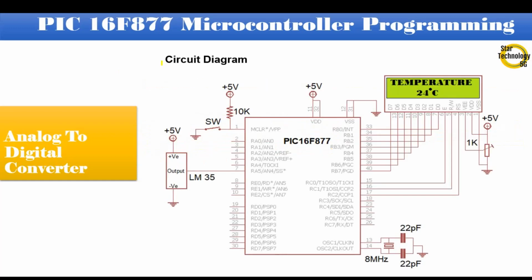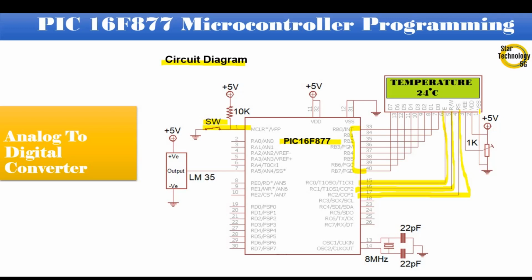Here is the circuit diagram we are using in our project. It is the PIC16F877 microcontroller. Pin number 1 is master reset. If we press the switch, it will reset the microcontroller. Port B is interfaced with the LCD data pins. Pin RC0 is interfaced with the EN pin of the LCD. Pin RC1 is interfaced with the RW pin of the LCD. Pin RC2 is interfaced with the RS pin of the LCD.